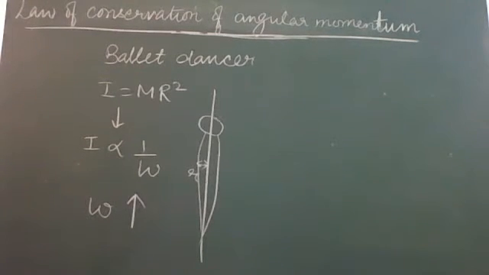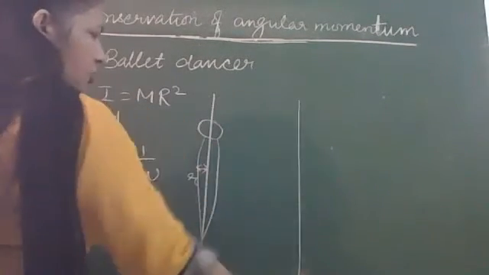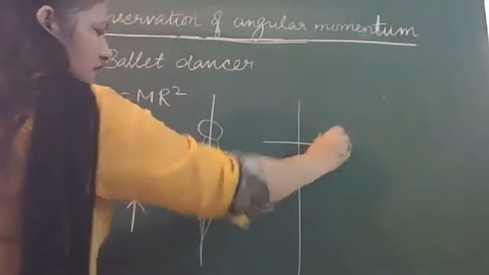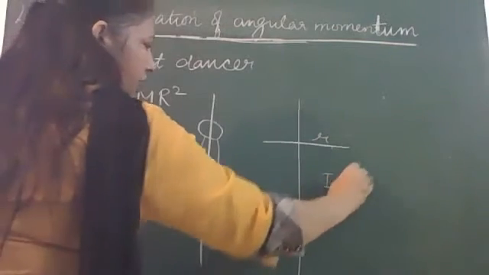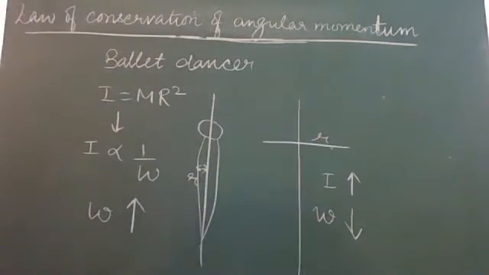You must have seen ballet dance also. And when she stretches her arms, then what happens? When she stretches her arms, the distance increases. Moment of inertia increases and angular speed of rotation decreases. So in order to conserve angular momentum, what will happen? I and omega, they will vary inversely.